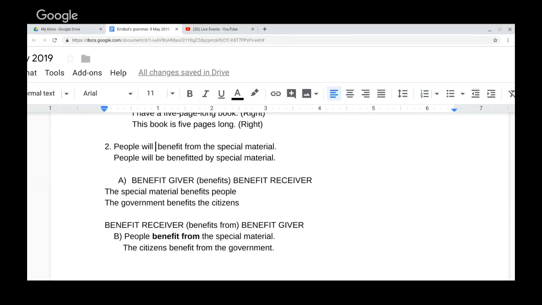So there are two rules for this one. How about this? Let me give you a quick example and tell me, what do you think about this sentence? If the sentence says, the baby benefits from her mother, right or wrong? The baby benefits from her mother. 100% right, isn't it? What about this? The mother benefits the baby. This is again right, isn't it? Because the mother is the benefit giver. Is it clear now?